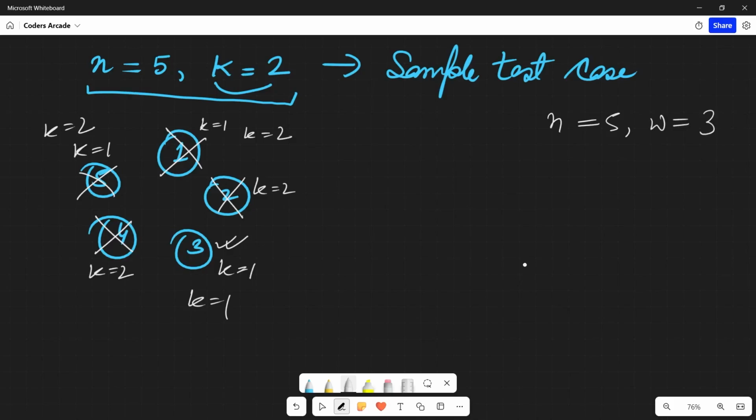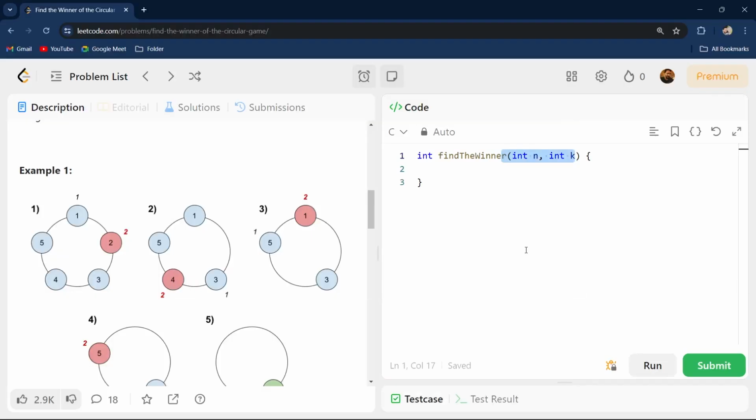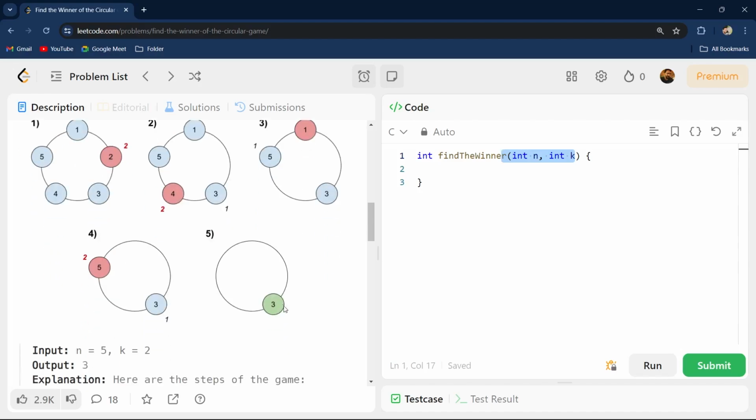Okay, makes sense. So you understood this. So similarly, this is one test case. Let us go back and see the other test case and understand that. Here, see, they have given you the diagram. 1, 2, 2 is gone. Then it starts from 3, 3, 4, 4 is gone. Then it starts from 5, 1, 2, 1 is gone. Then it starts from 3, 3, 5. Finally, 3 is the winner.